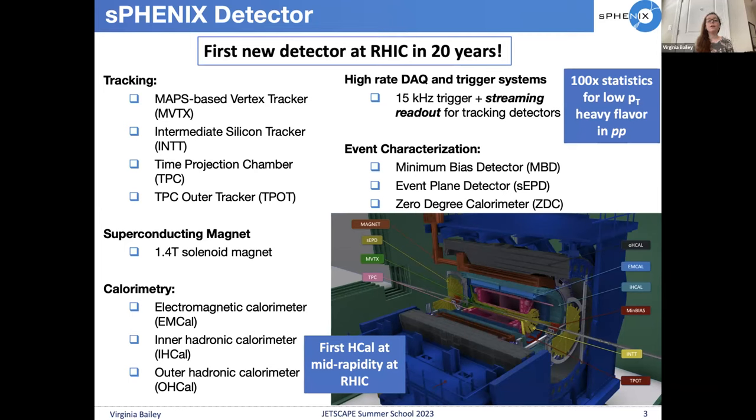And then finally, there's a number of event characterization detectors. So these are looking at the global properties of the collisions. So we have a minimum bias detector, which sits in this forward region here and is used as the minimum bias trigger for our collisions. And then we have an event plane detector here, which is this pizza-looking detector that you can see the little slices of, which does exactly what it sounds like. It measures event plane angles. And then finally, not pictured here because it sits down along the beam pipe in the tunnel, we also have a zero-degree calorimeter, which can measure spectator neutrons.